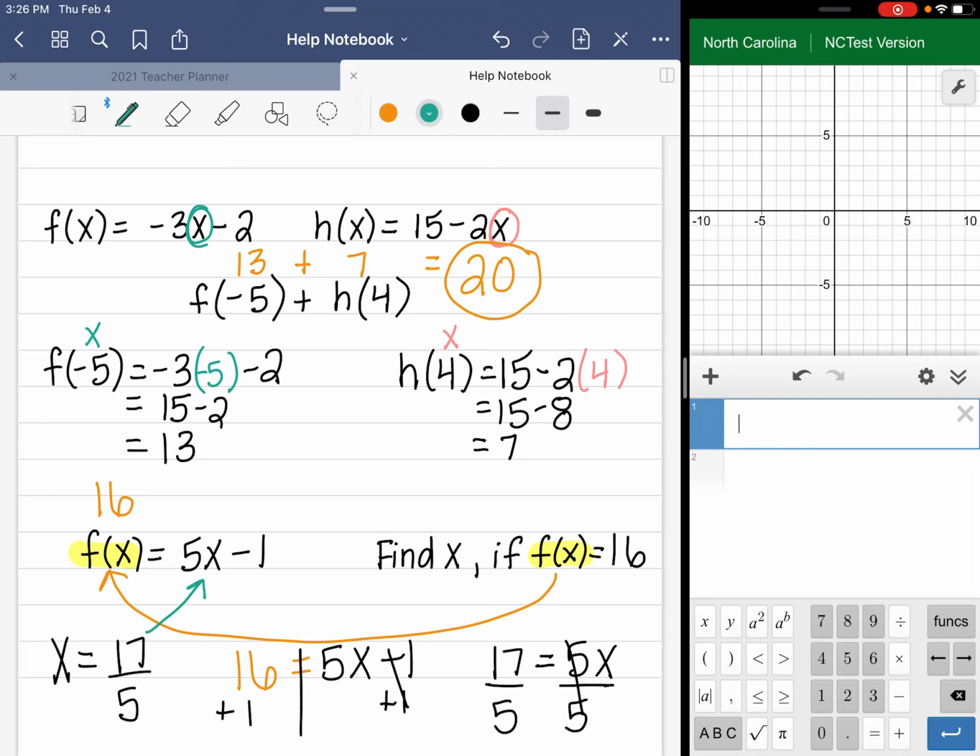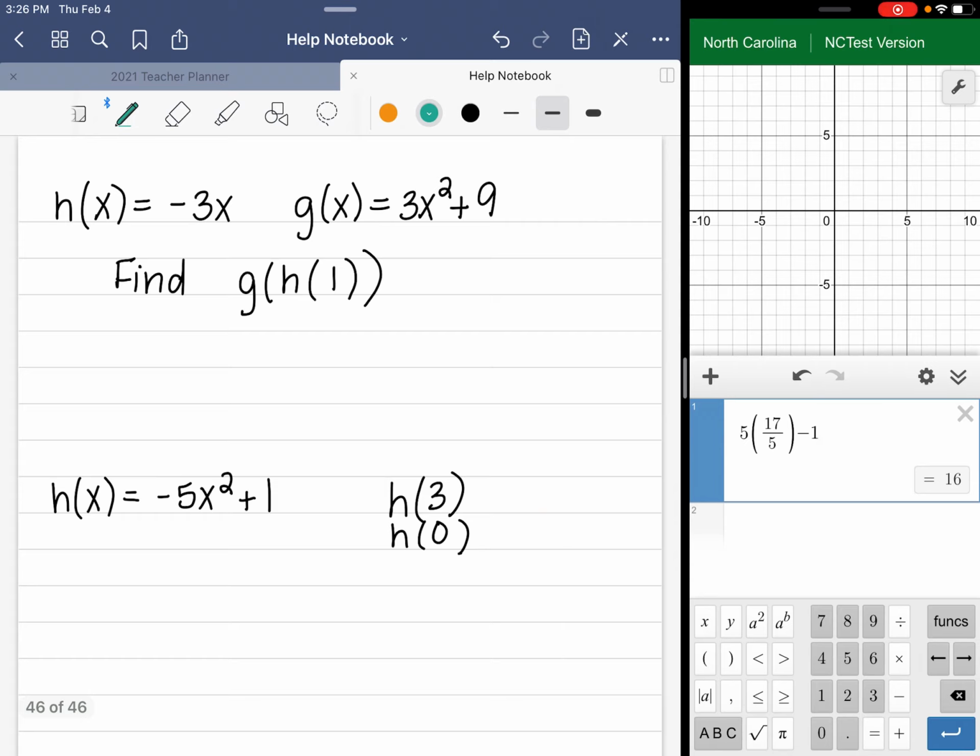And I can check that. If I plug 17 over 5 back in, so if I do 5 times 17 over 5, and I do minus 1, it should equal 16. It should equal the number that I originally had.